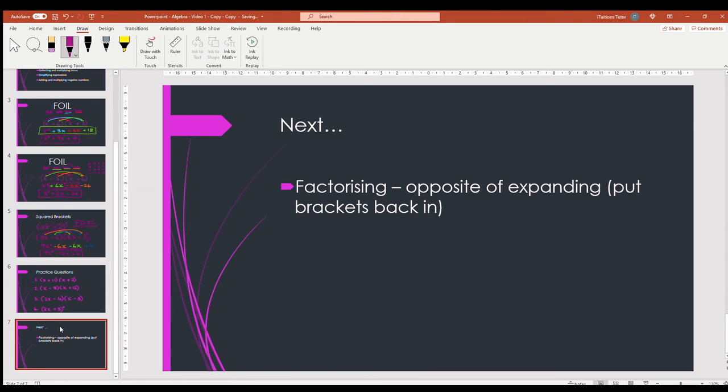In my next video, I'm going to show you the opposite of expanding, which means to put brackets back in, and we call this factorizing.